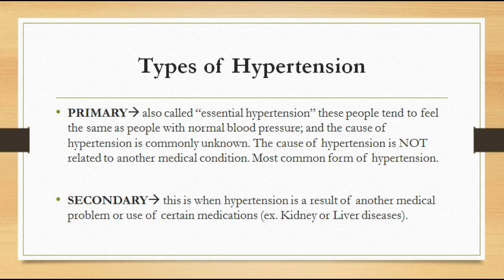The second one is secondary hypertension. This is a result of another medical problem or use of certain medications. When people have kidney failure, liver failure, or diabetes, it brings on high blood pressure.